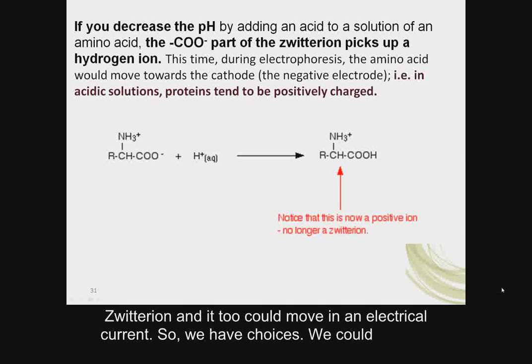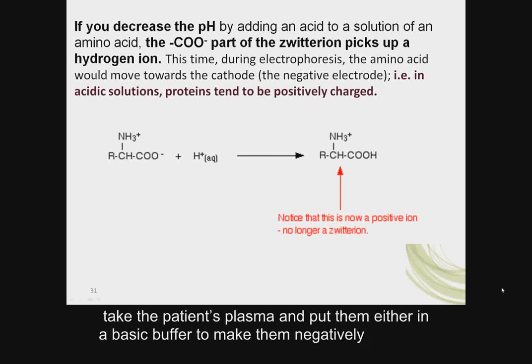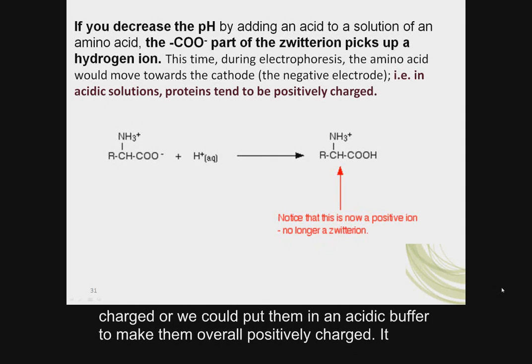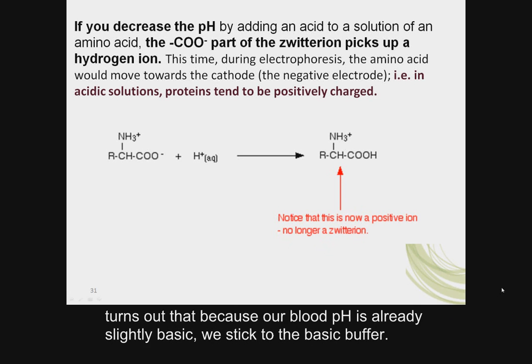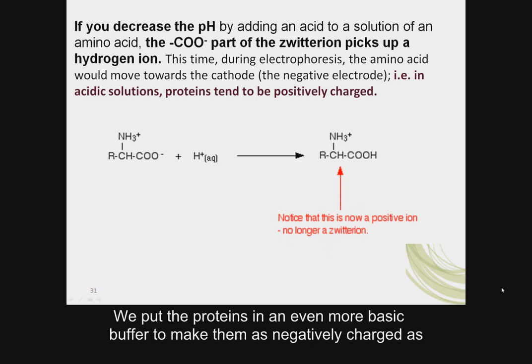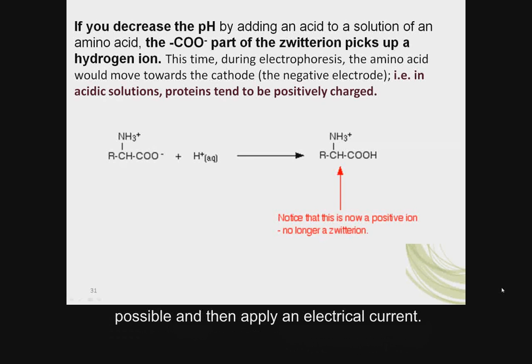So we have choices. We could take the patient's plasma and put the plasma either in a basic buffer to make them more negatively charged, or we can put them in an acidic buffer to make them more positively charged. It turns out that because our blood pH is already slightly basic, we stick to the basic buffer. We put the proteins in an even more basic buffer to make them as negatively charged as possible, and then we apply an electrical current.